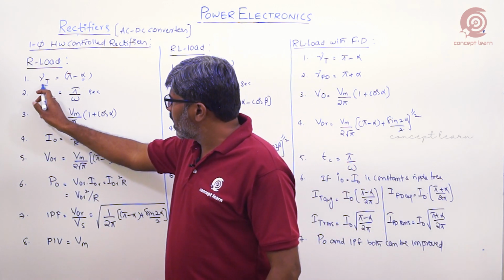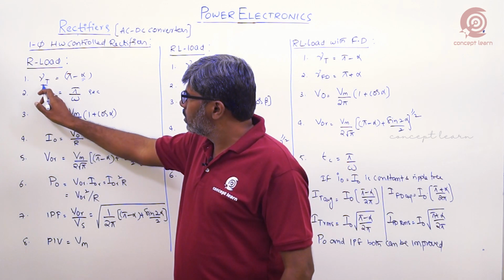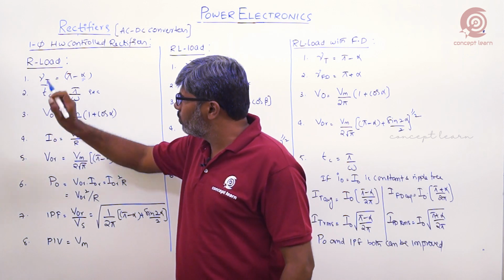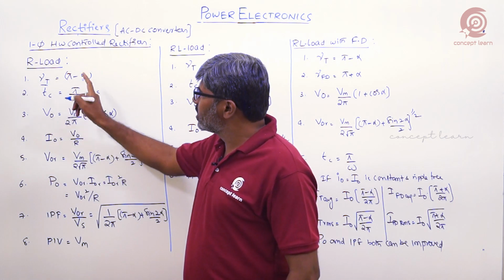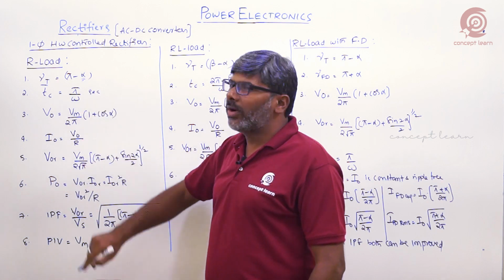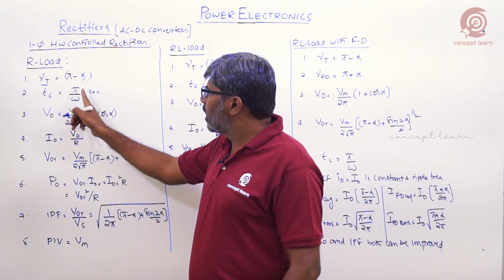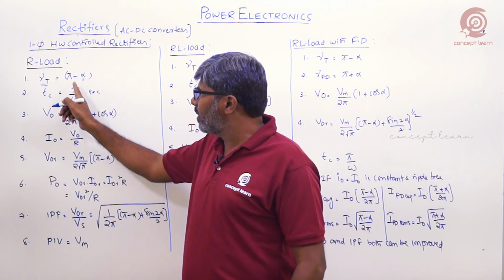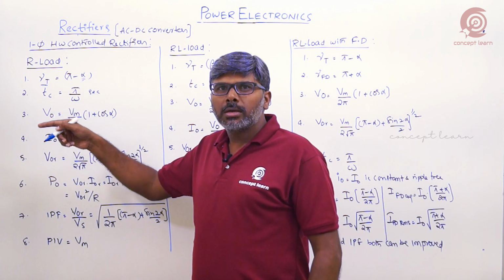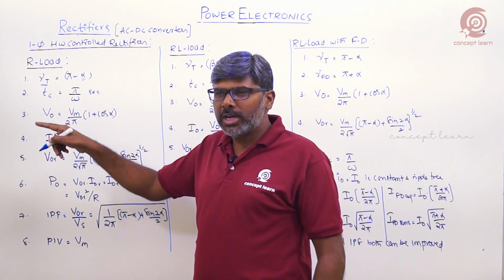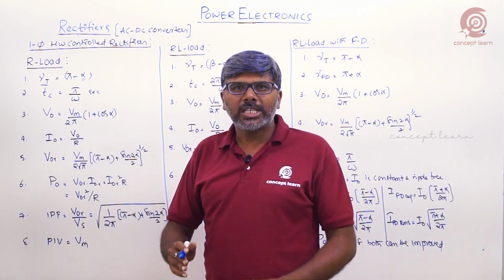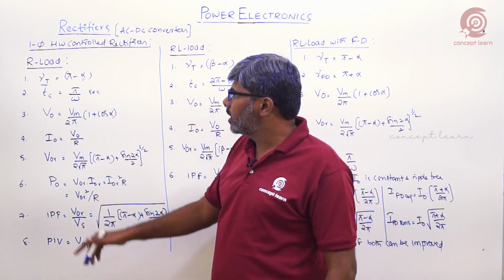So that is why the conduction angle of the thyristor is pi minus alpha, where alpha is called the firing angle or control angle. If alpha is 0, the conduction angle is pi. If alpha is greater than 0 and less than 180, the conduction angle should also be less than 180 degrees.